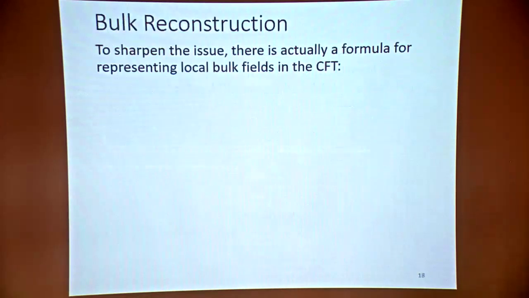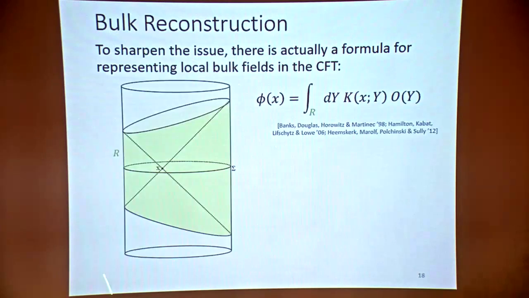To make the problem even sharper, I'll do something you might think impossible. There is actually a formula for representing this bulk operator in the CFT. The formula is quite simple. So we have this anti-de Sitter space in the interior of the cylinder. Let's look at a bulk operator sitting at some location x, call that phi of x. There is a formula for representing phi of x in terms of a linear combination of local operators in the CFT. So these are O of y.